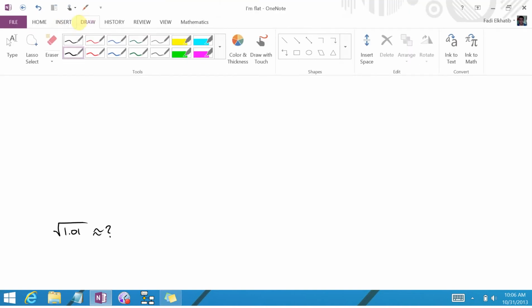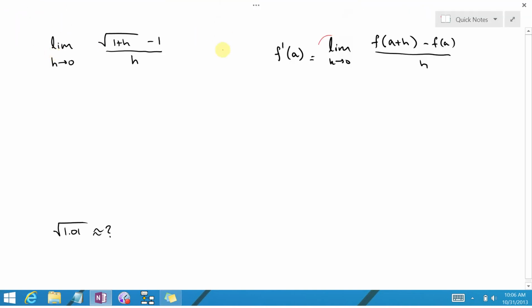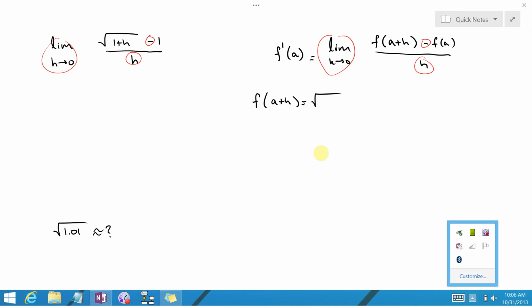So a lot of these things look real similar. The limit out front looks the same. The fact that I'm subtracting something looks the same, and the h on the bottom looks the same. So really the question I have to ask is, this would be exactly the definition of the derivative at a certain point a if I can think of a function f, and a value a, such that f of a plus h is equal to this first thing, the square root of 1 plus h.